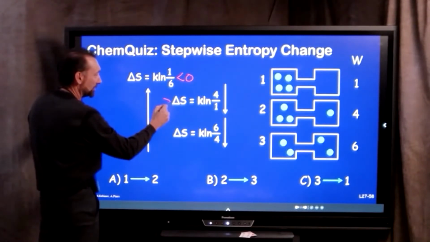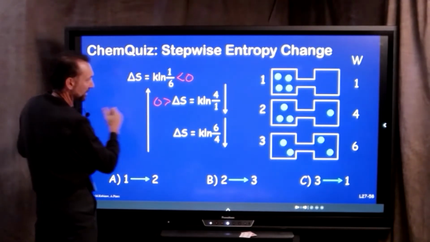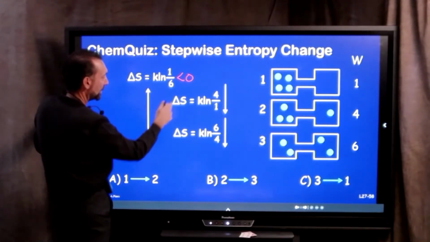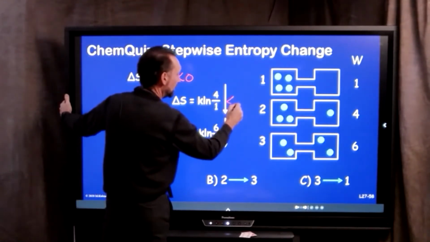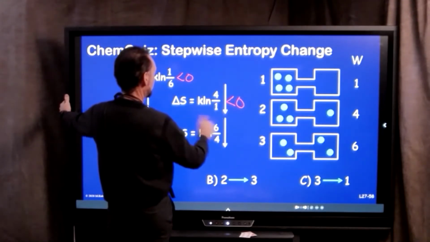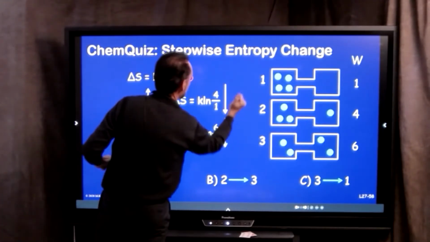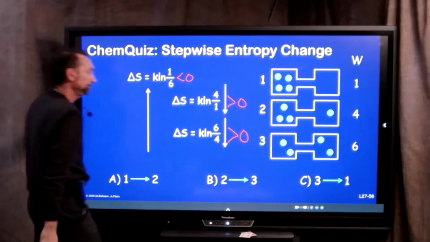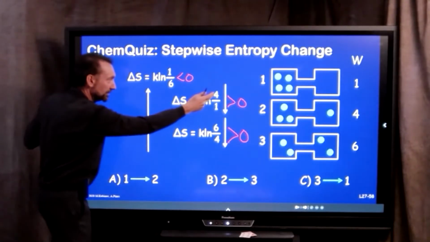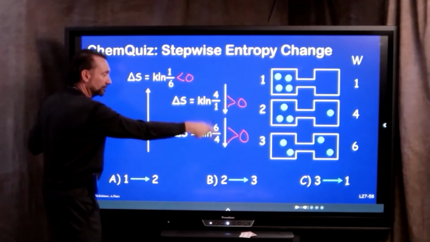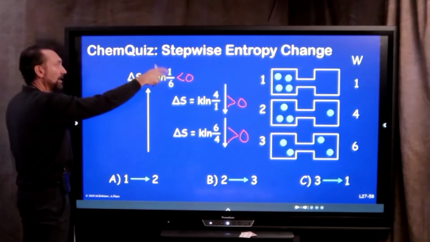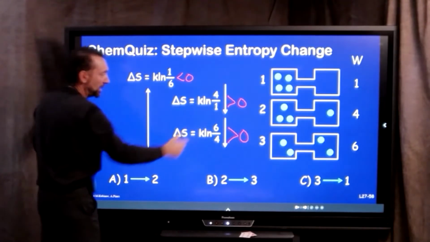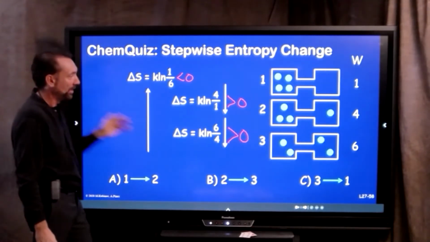These are all greater than 0. Oops, but I wrote less than anyway. These delta S's are all less than... no, these are all greater than 0. Goodness gracious, Mark. These are all positive because that's the natural log of a positive number, or a number greater than 1. Fractions, numbers less than 1, have negative natural logs. Numbers greater than 1 have positive natural logs.